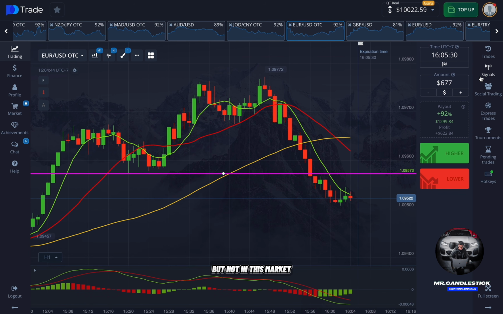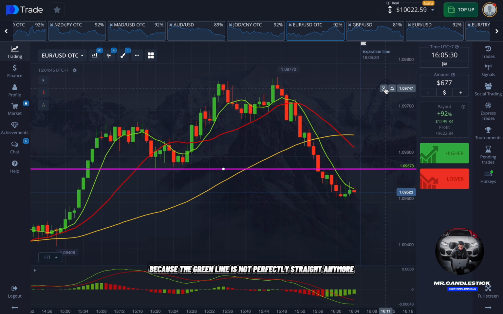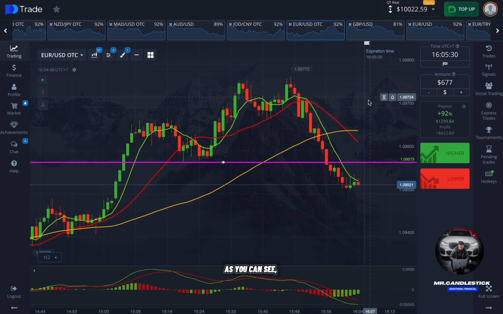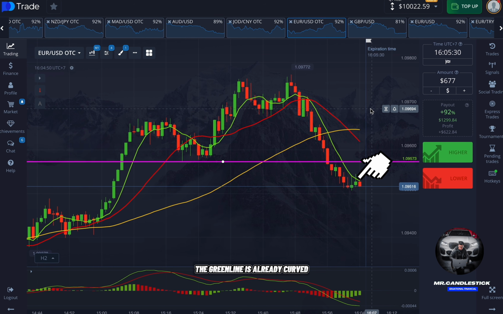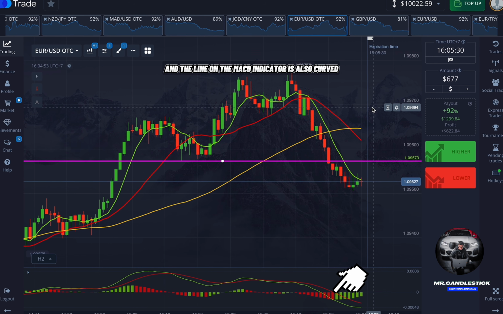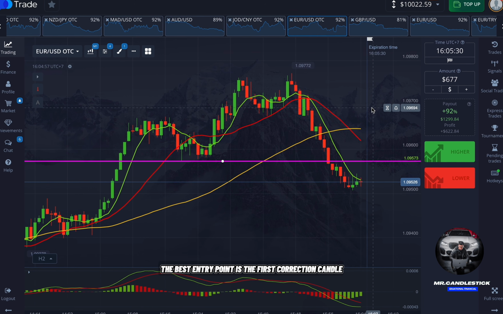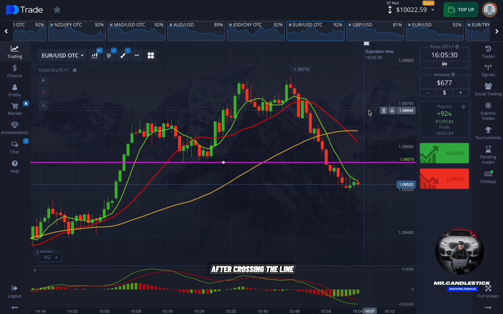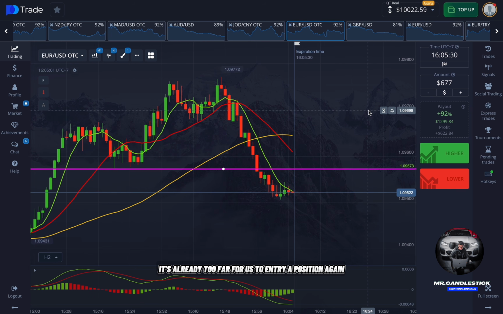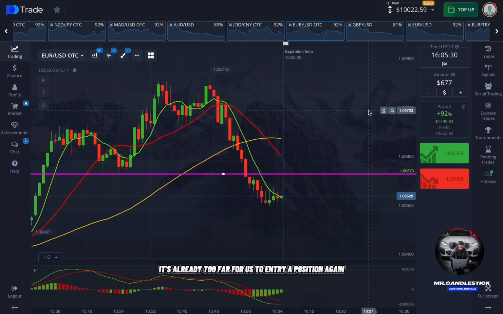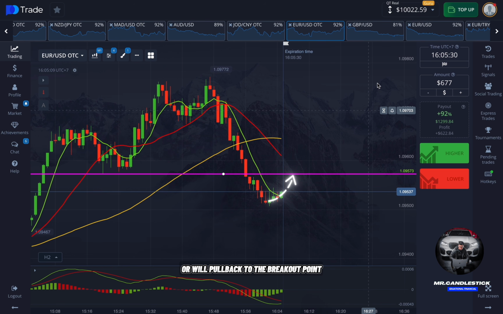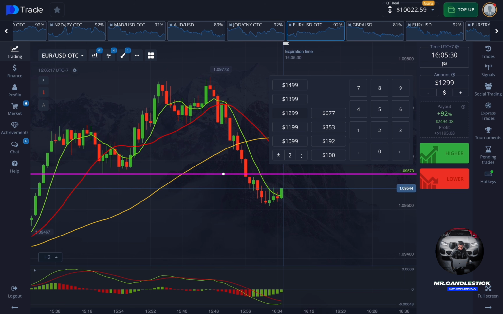But not in this market, because the green line is not perfectly straight anymore. As you can see, the green line is already curved, and the line on the MACD indicator is also curved. The best entry point is the first correction candle after crossing the line. It's already too far for us to enter a position again. If it's already too far like this, the correction candle will be higher too, or will pull back to the breakout point. So let's double the profit in other markets.